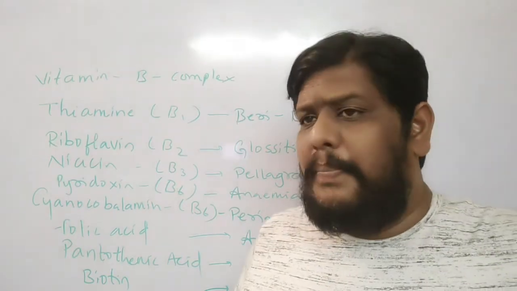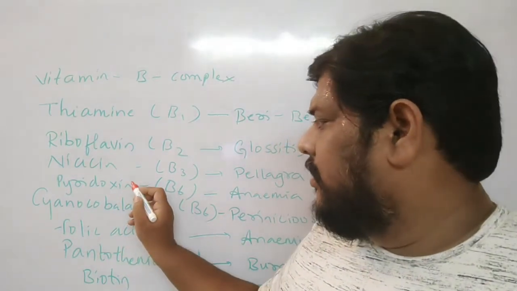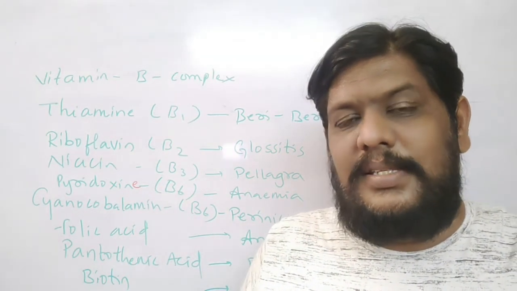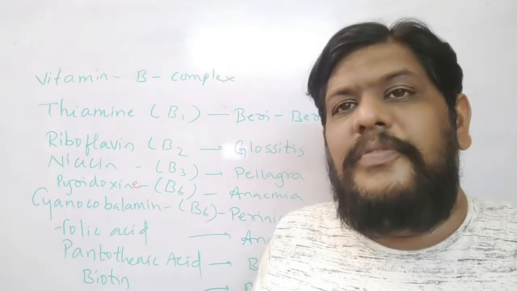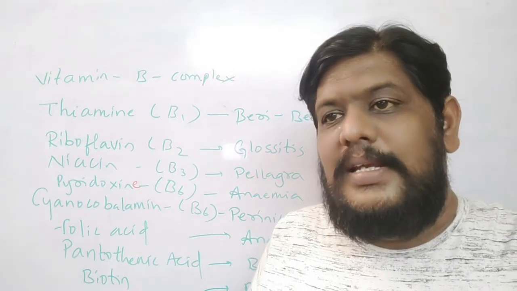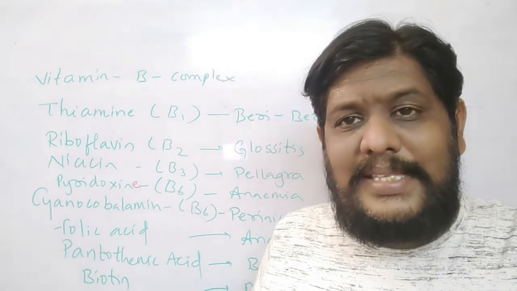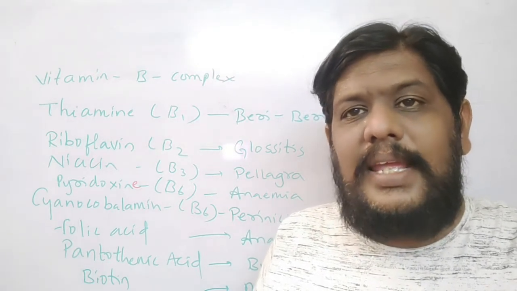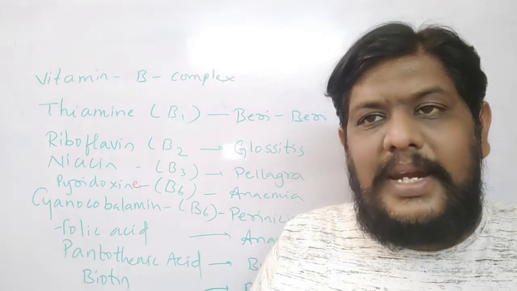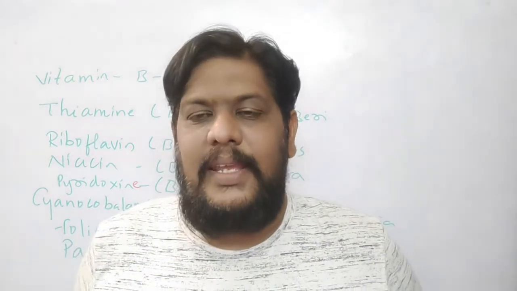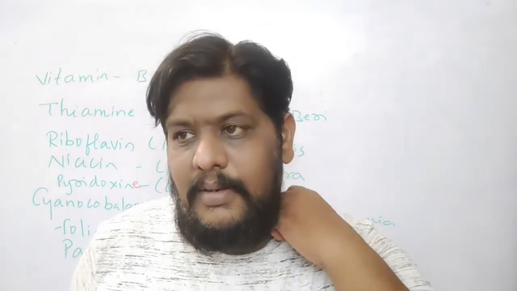Fourth one is pyridoxine, which is also called B6. Now where do you find this? What are the sources of pyridoxine? Cereals, oil seeds, vegetables, milk, meat, fish, eggs, liver. All these are the sources of pyridoxine.